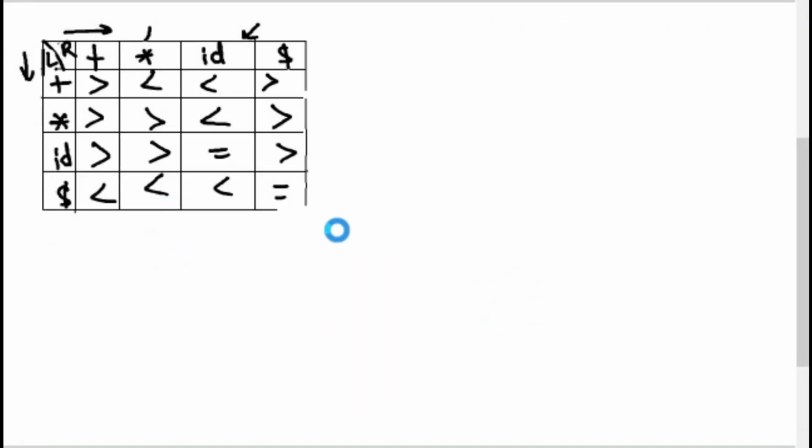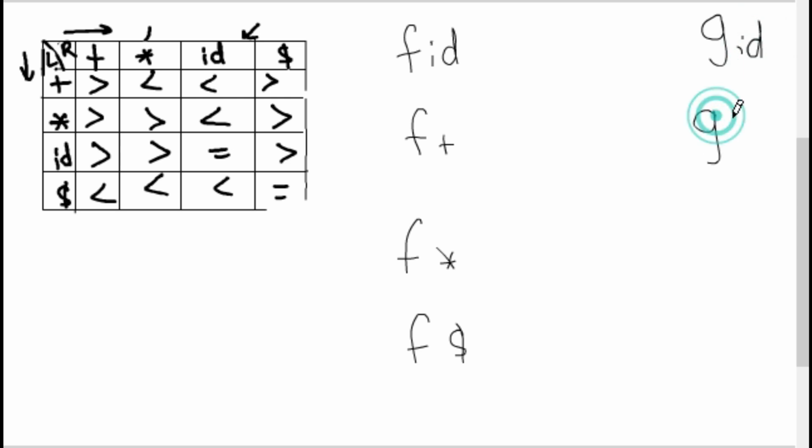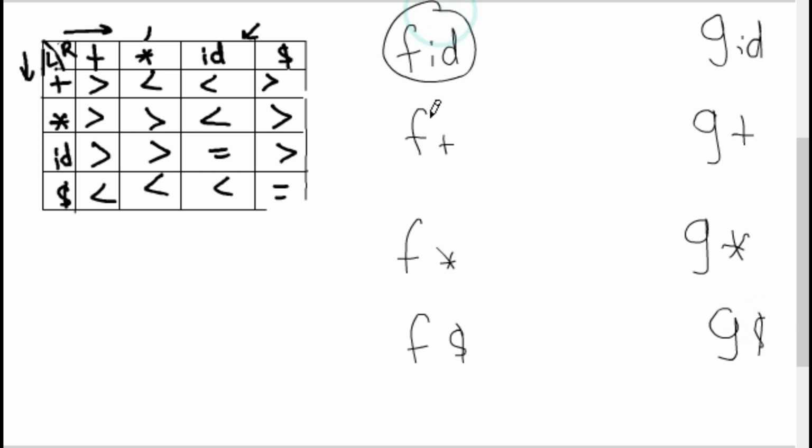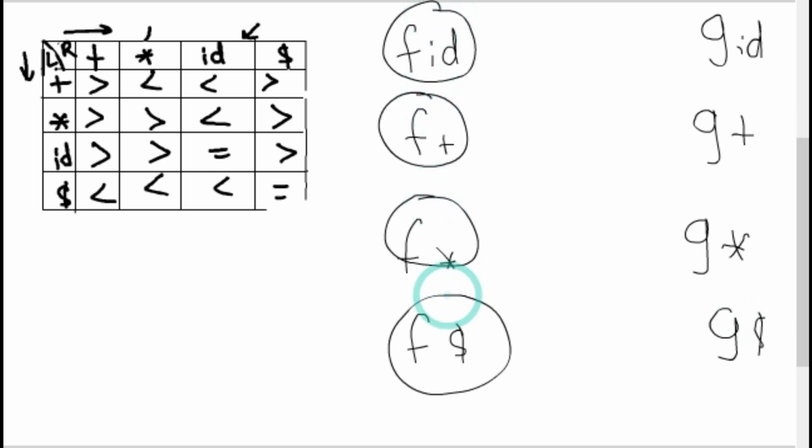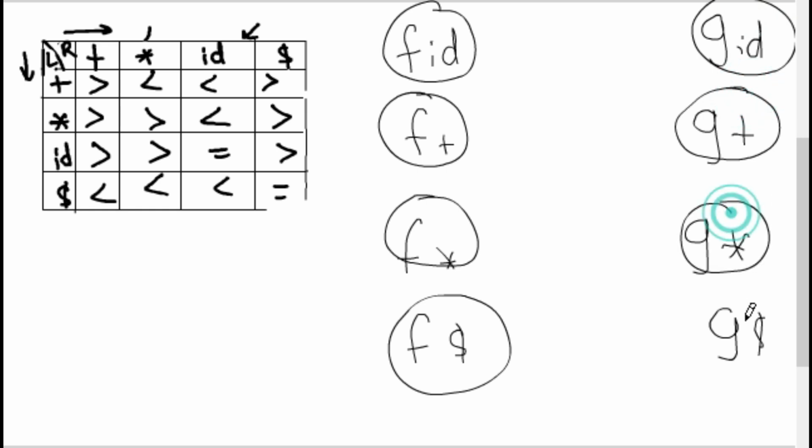Now you need to create a graph for an operator precedence function table. So we have to create f id, f plus, f star, f dollar, and then there is g id, g plus, g star, and g dollar. Circle each one of them. So each one of them will become a node. All of these are nodes.